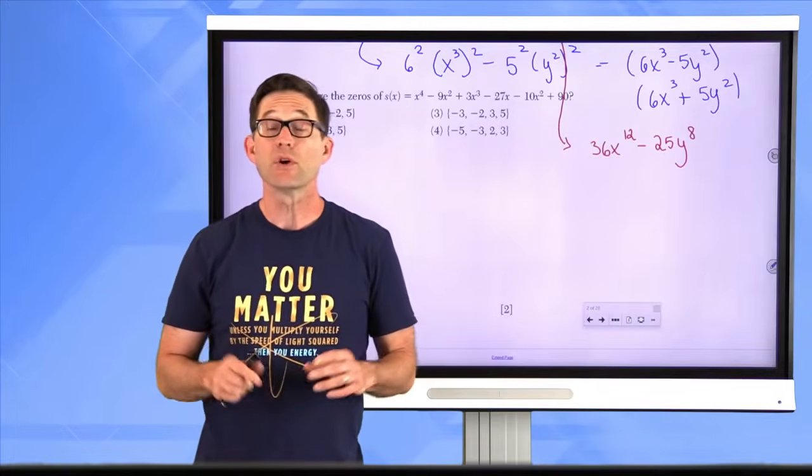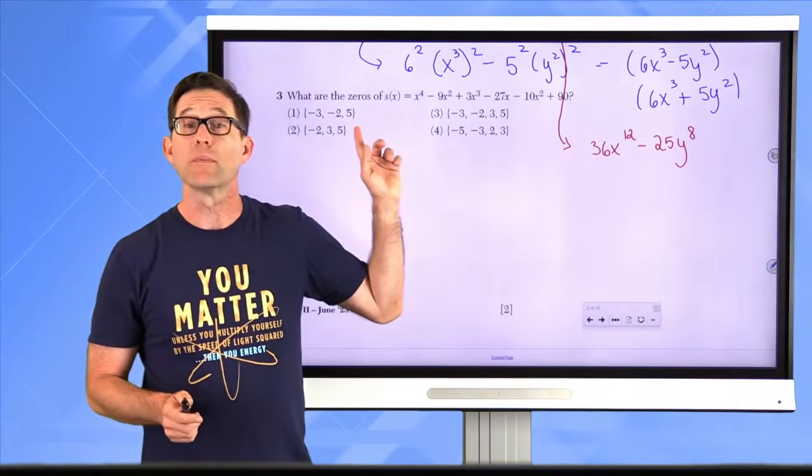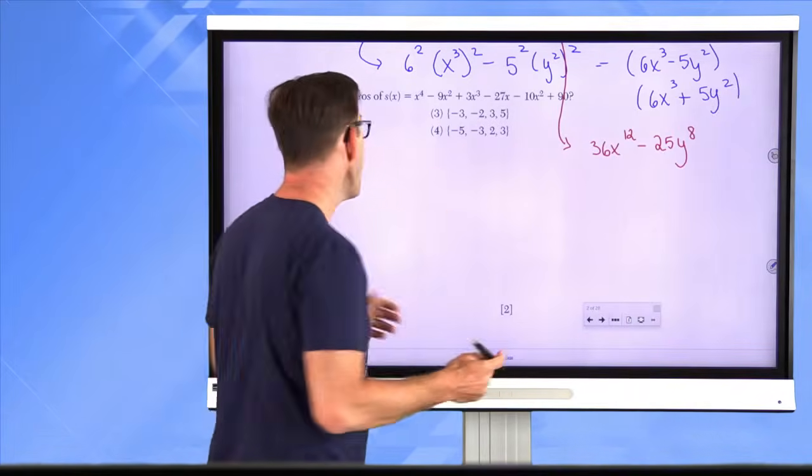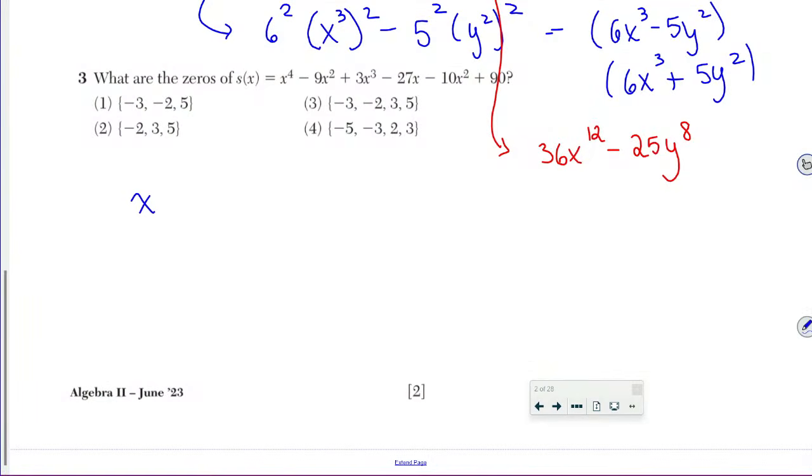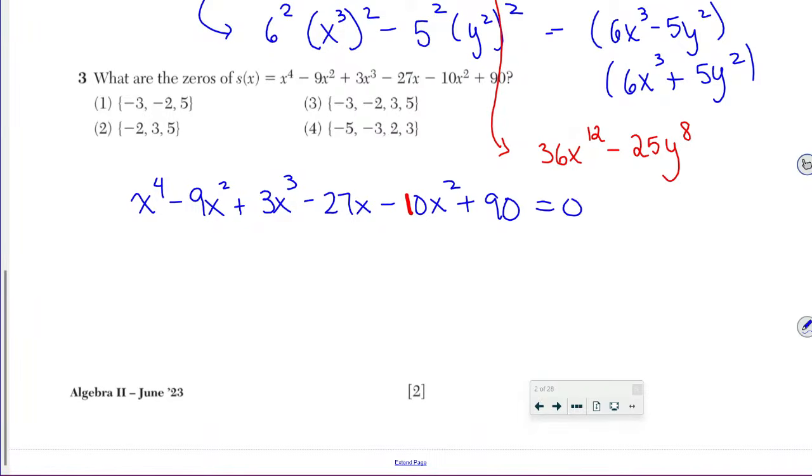So to begin with, just the term zeros. The zeros of any expression are literally the solutions that we get when we take the expression and we set it equal to 0. So literally, this is what it's asking us to find.